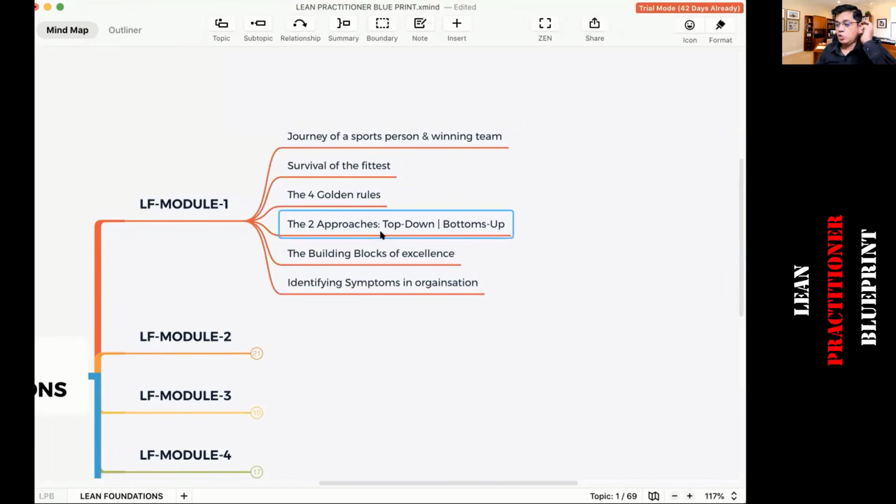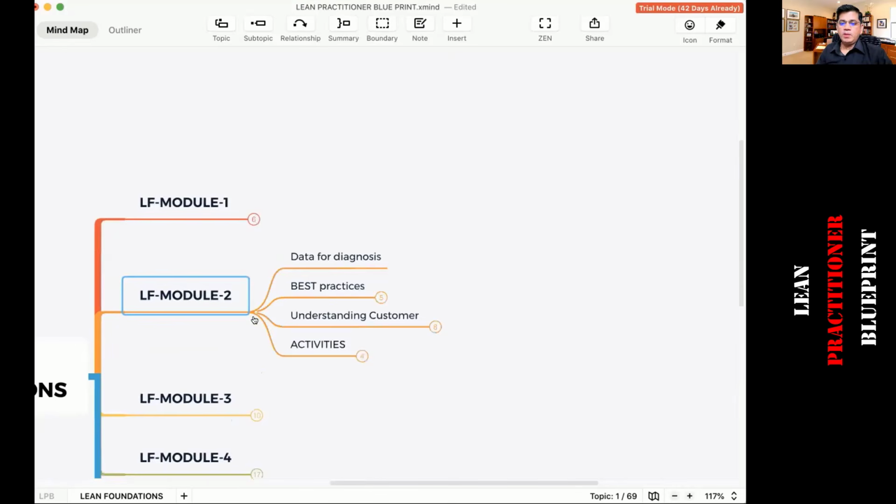Then the 2 approaches, top down approach and bottoms up approach. Then the building blocks of excellence and identifying symptoms in the organization. So all of us identified some symptoms in the organization last time. How to identify? Because if your health is not okay, you identify some symptoms. Similarly, if the organization's health is not okay, you will identify some symptoms. Okay, that is in module 1.